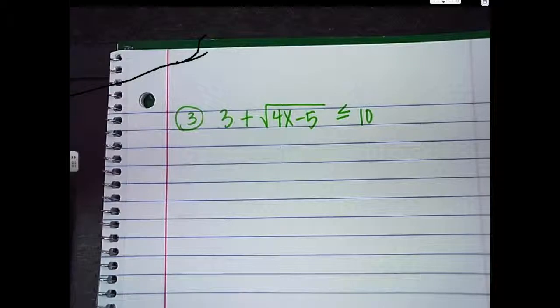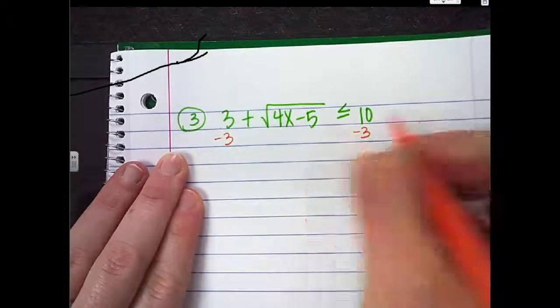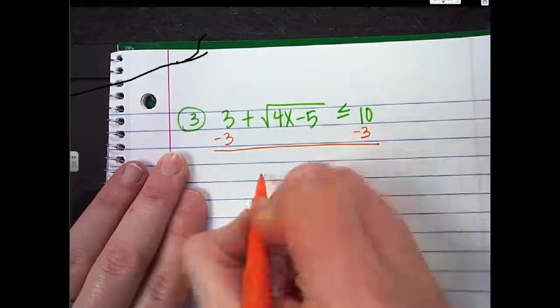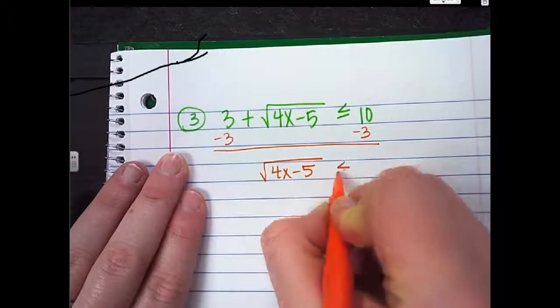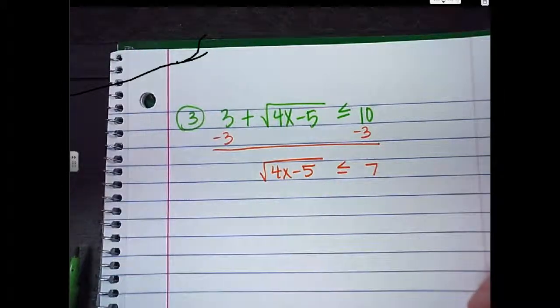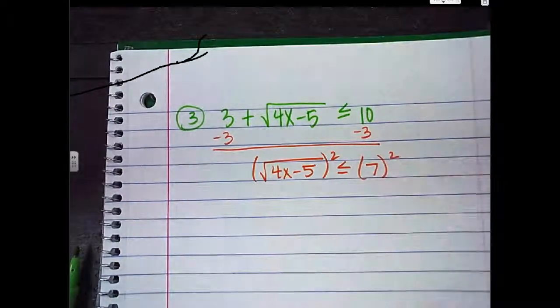Okay, what's first? Good. Subtract the 3. So square root of 4x minus 5 is less than or equal to 7. And then solve for x. So go ahead and solve for x and then find your restrictions.